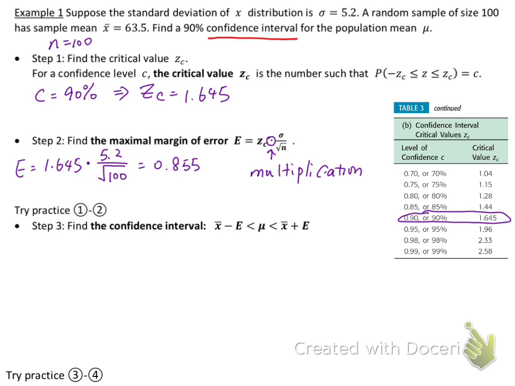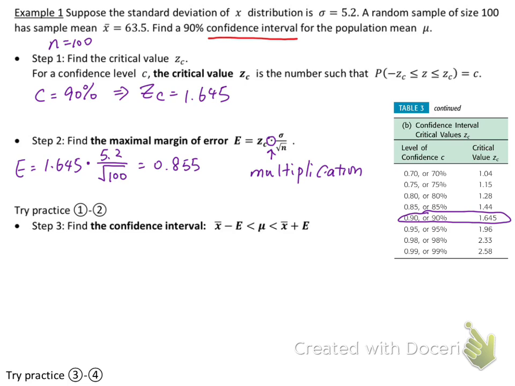Okay, that's the first two steps. You take the confidence level, you go directly to ZC using the little table, then bring it into this formula, E equals ZC times sigma over square root of n, and you get the maximum margin of error. Now you can try practice number 1 and number 2. Pretty much the same two steps for your example.